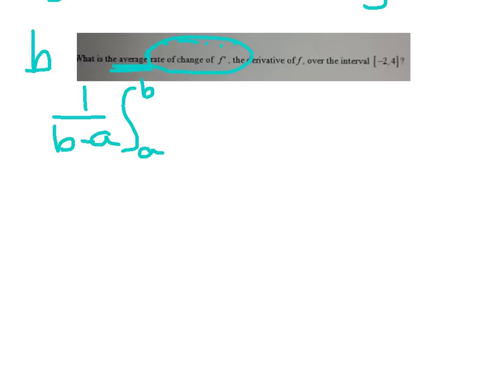So let me say it again. I want the rate of change, which you should know means the derivative, and it wants the derivative of f prime. So you are really averaging f double prime, the derivative of f prime. And once you've got that, the rest should be pretty easy. So again, I'm using my average formula. Who am I averaging? The derivative of f prime. So that's f double prime.